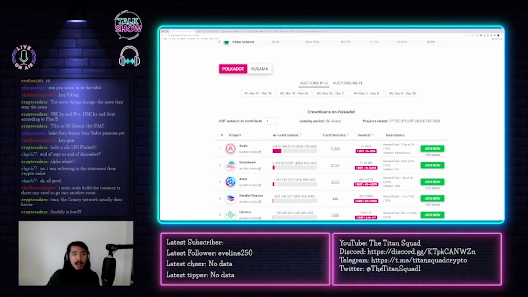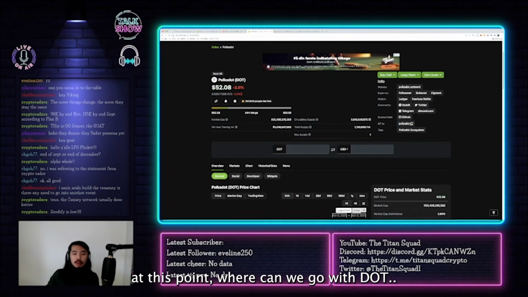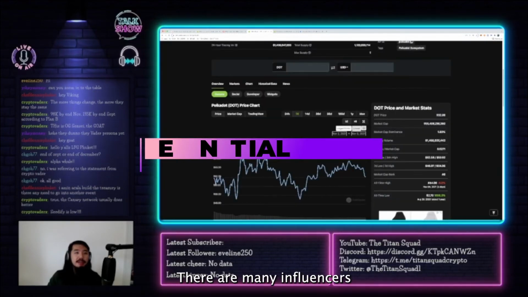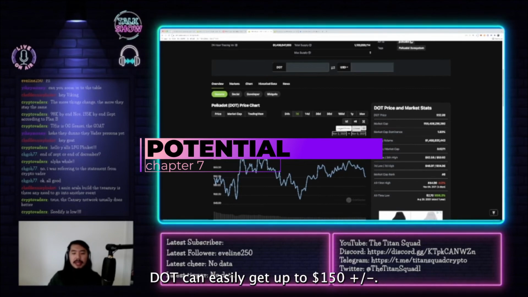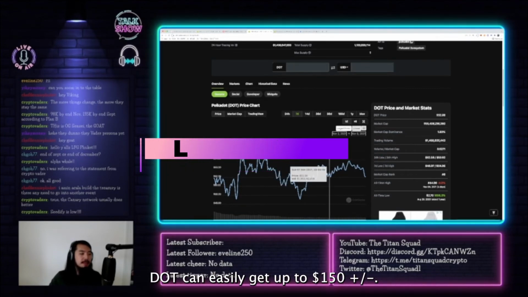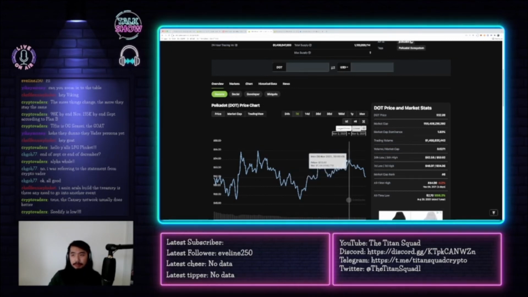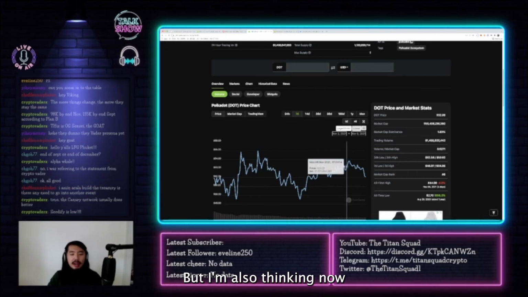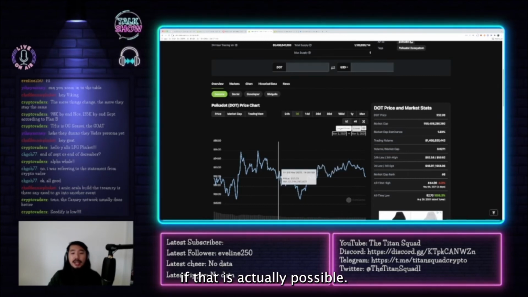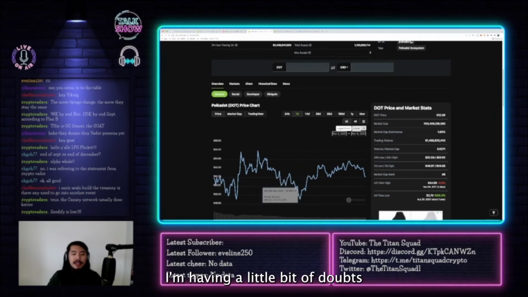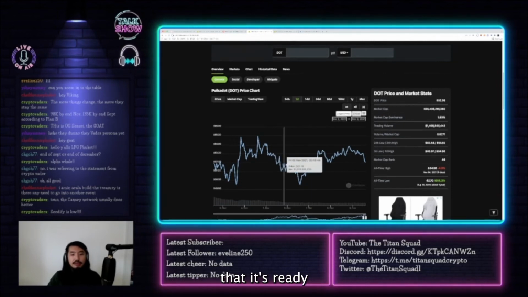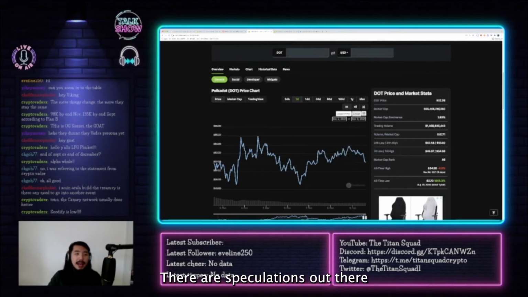We want to discuss at this point where we can go with DOT. There are many influencers that have already been discussing that DOT may easily get up to $150 plus minus. People are extremely bullish with the crowdloan. But I'm also thinking now, after I've done my own research, whether that is actually possible. I'm having a little bit of doubts about that, but DOT still has some time to show that it is ready to pump a little bit more. I'll share that a little bit more in a bit. But there are speculations out there that DOT can get to $150 or more.